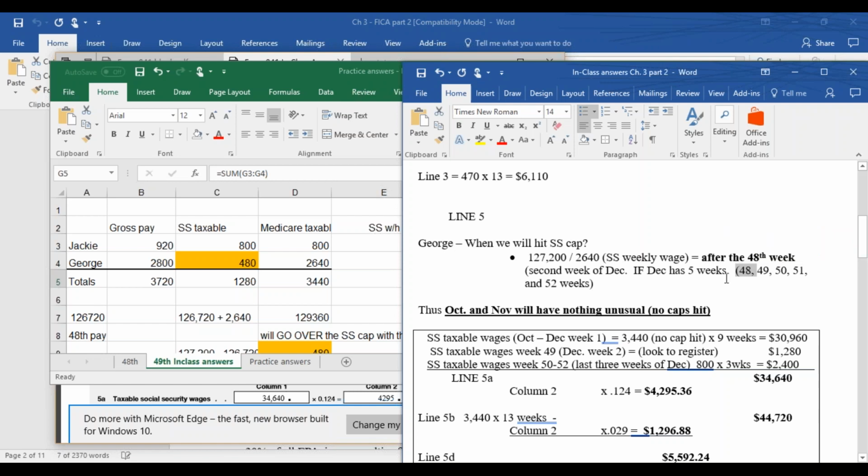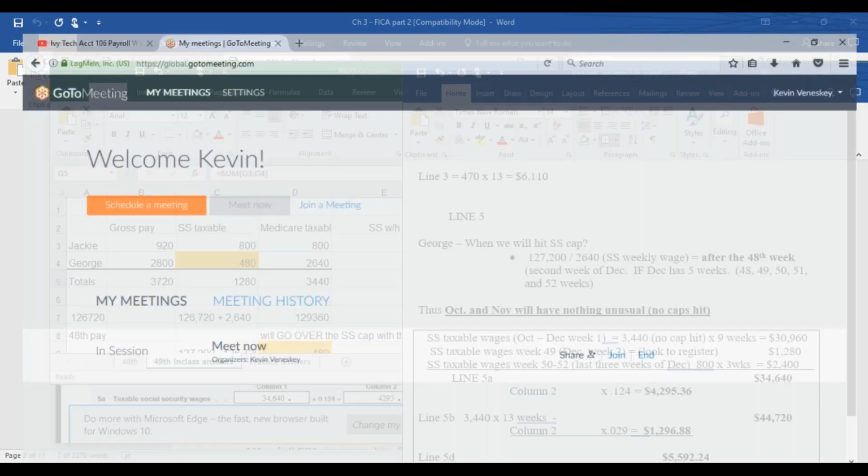We'll remember he didn't reach the cap until after the 48. So it's this one that we have done, and this one is the one where there's going to be a weird spot. All the weeks from October through the first week of December are all going to be the same for Social Security. So when we get down now to line 5 of the 1040, let's look at line 5 of the 1040.